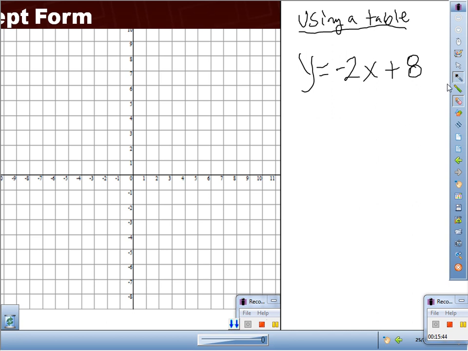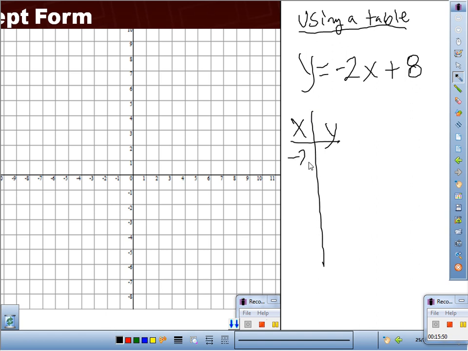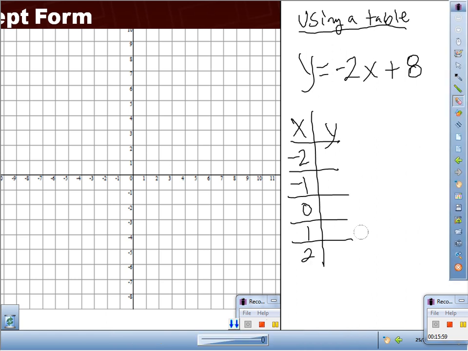How can I just turn to look at me like, okay. X and Y, negative 2, negative 1, 0, 1, 2. You guys don't remember the table? My goodness. Man. All right, here we go.